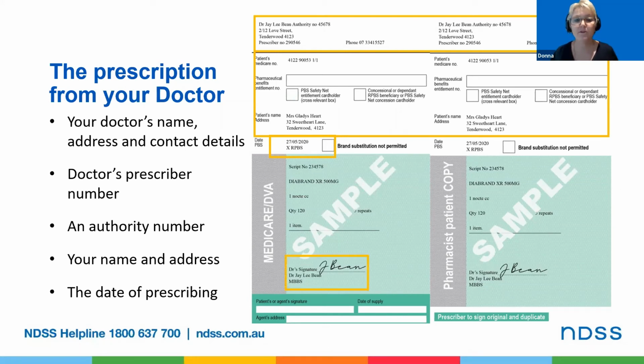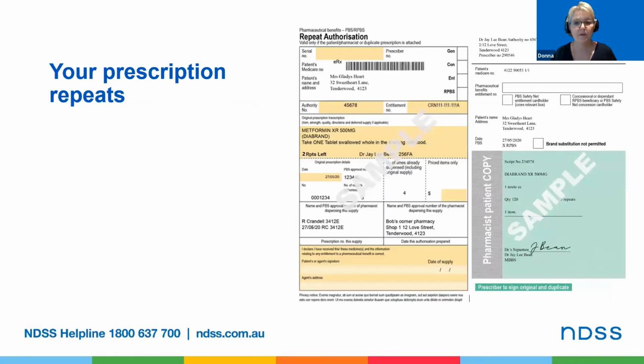The prescriber, Dr. J. Lee Bean, has signed both copies to validate this prescription. Please note that if any details are left off the prescription or the details do not match with your therapy, it's the pharmacist's duty to check up on these details for your safety. So once you've had your first supply, 1 copy of the prescription is replaced with a repeat form.